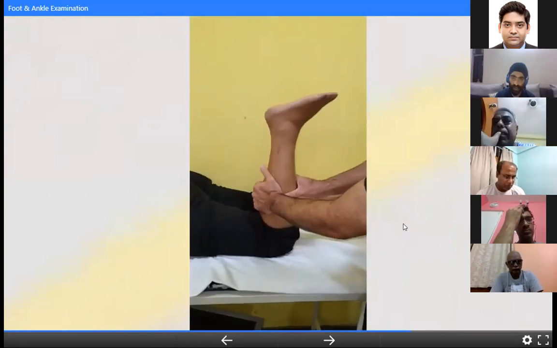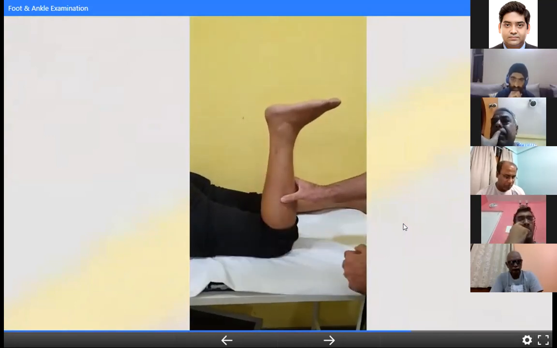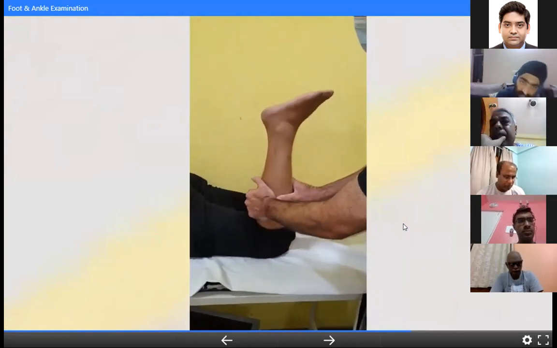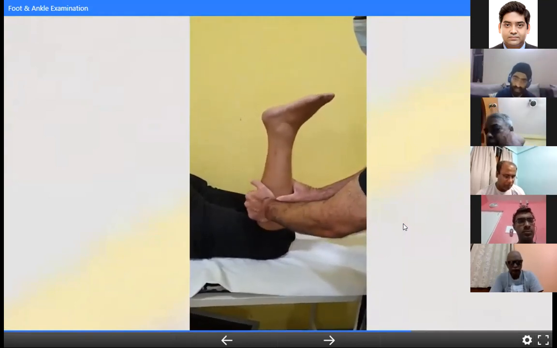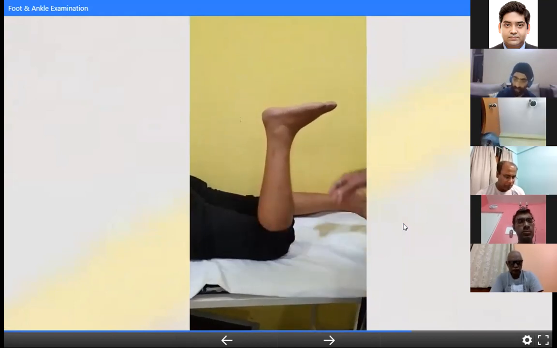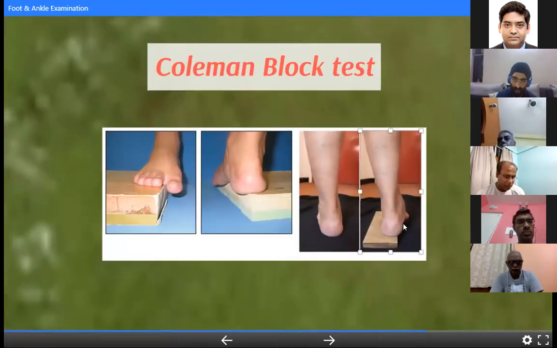This is one of the other tests for looking for Achilles continuity. If there's an Achilles tear, the squeeze test will be negative. The calf squeeze test will be negative. You can see the plantar flexion happening whenever you do that if you do not have an Achilles tear.